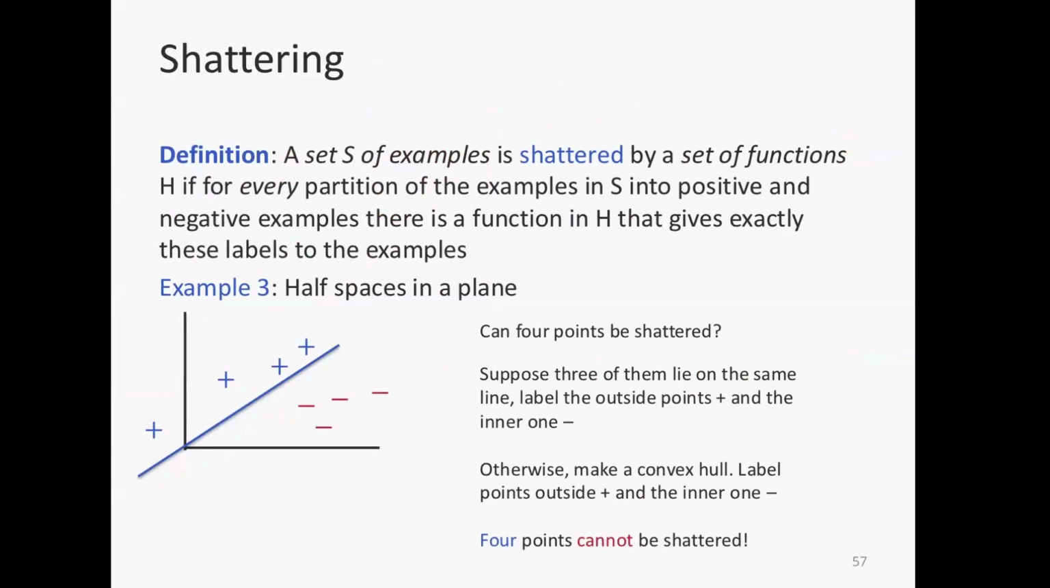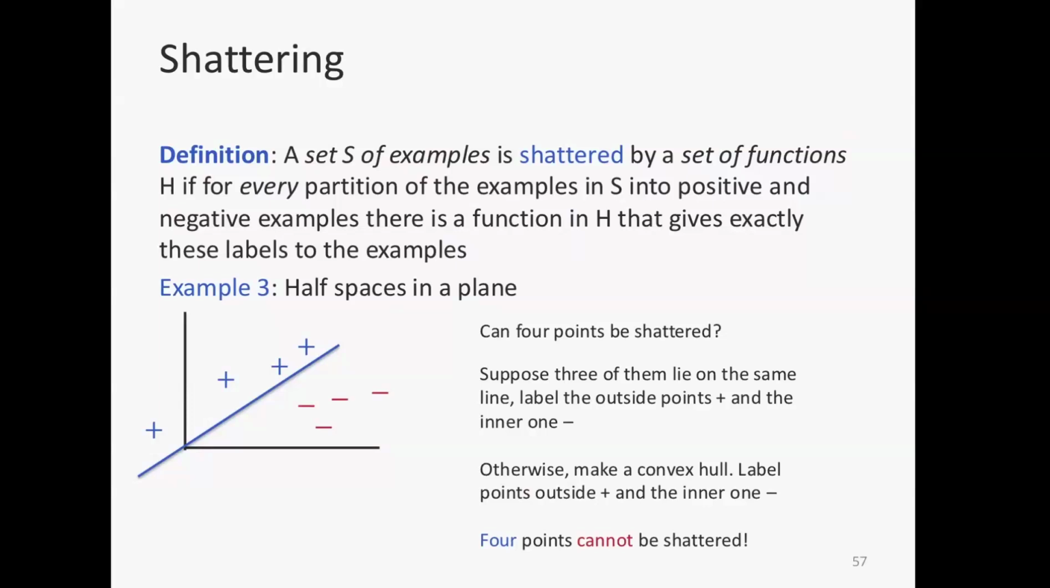There's another way of making the argument. Suppose 3 of them lie on a line: label the points outside plus and the inside minus. Otherwise, no 3 of them lie on a line, then pick 3 of them and make a convex hull. Then you can work with the convex hull. The boundary points are a plus and the point inside is a minus. And then there's the XOR case. So this means that 4 points cannot be shattered. No matter how you pick 4 points, it cannot be shattered.